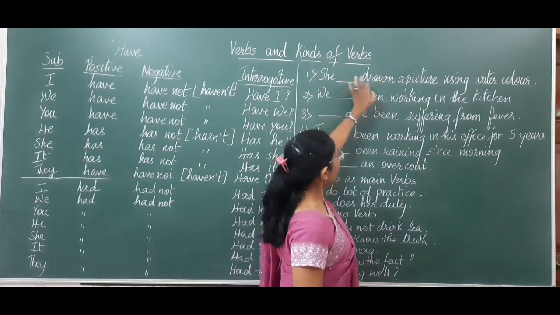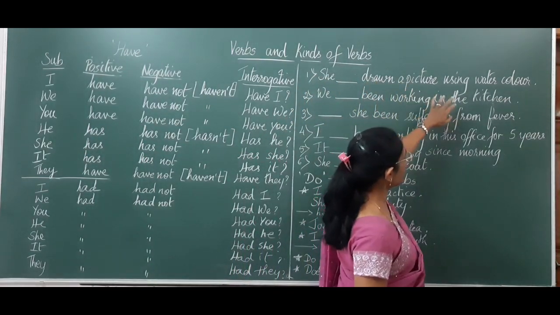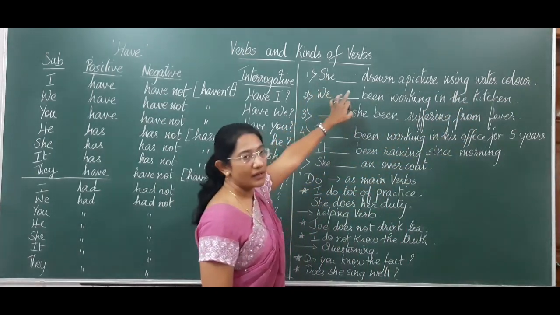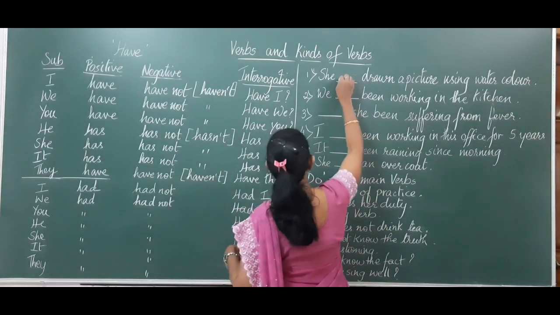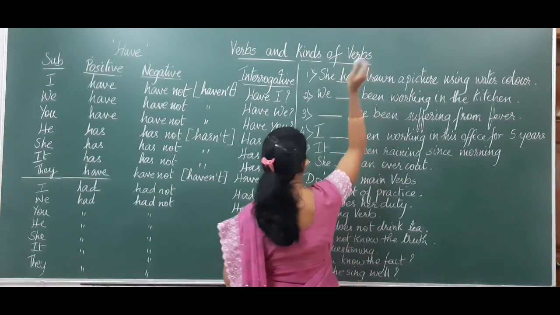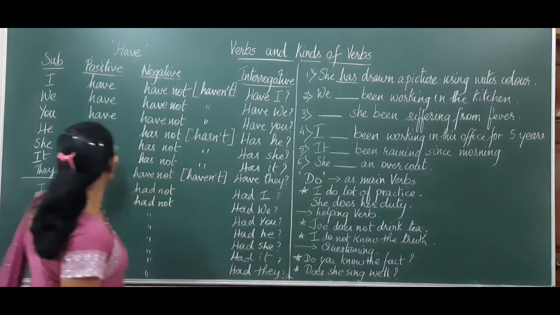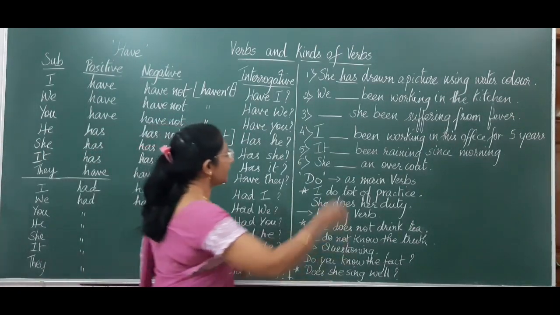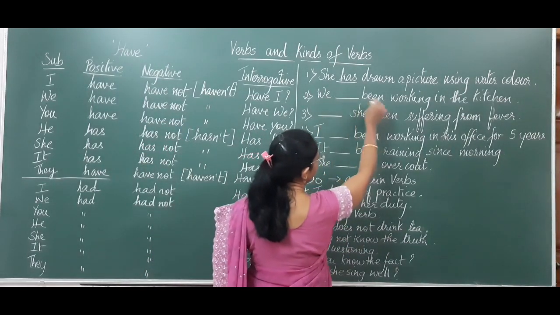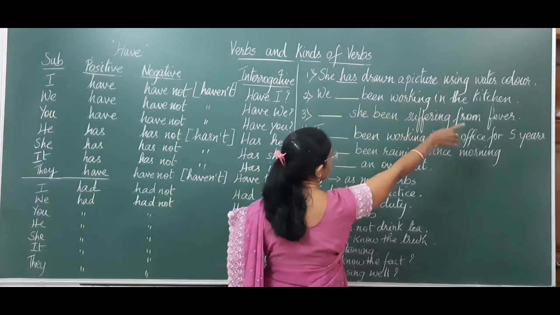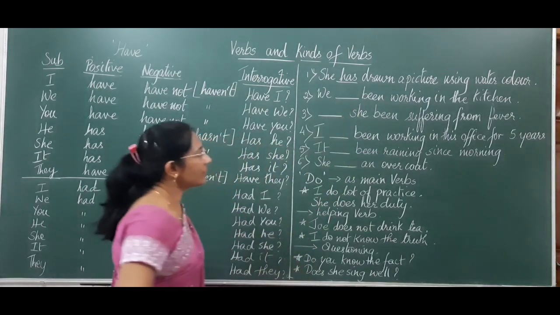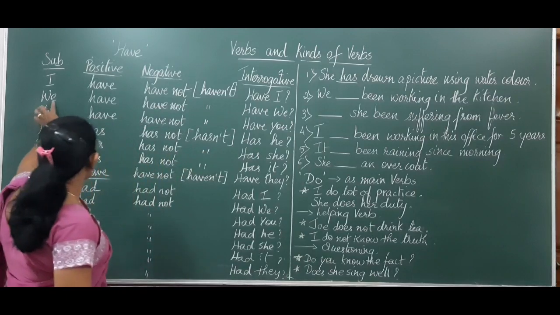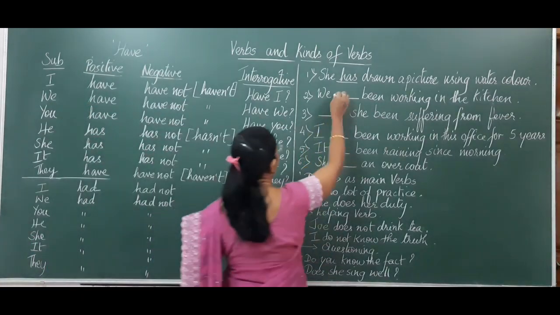She dash drawn picture using watercolors. So the helping verb have is she has. As we see here in present tense form, she has. Next, we dash been working in the kitchen. Again, working denotes the present tense. So, we have been working.